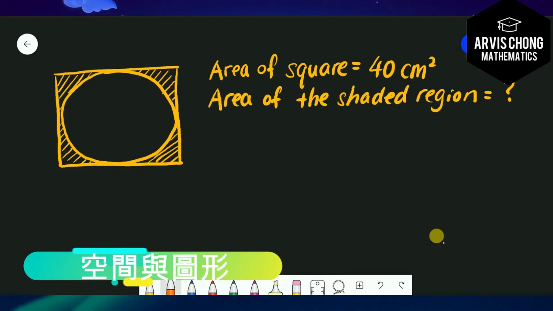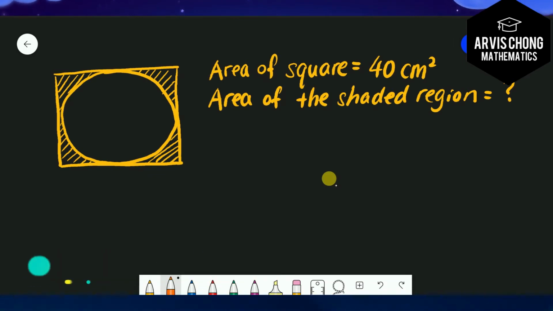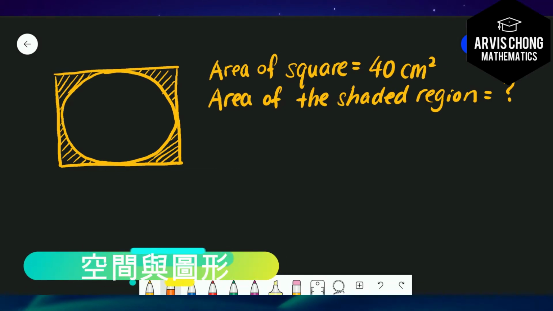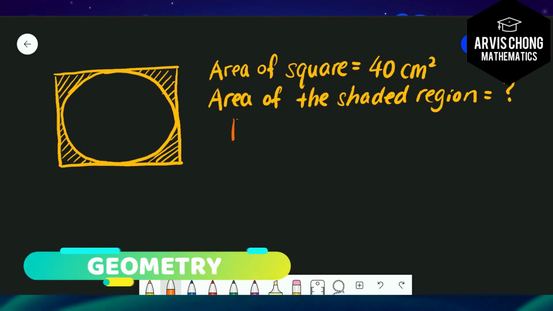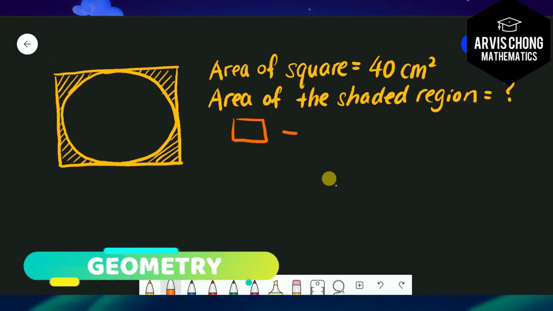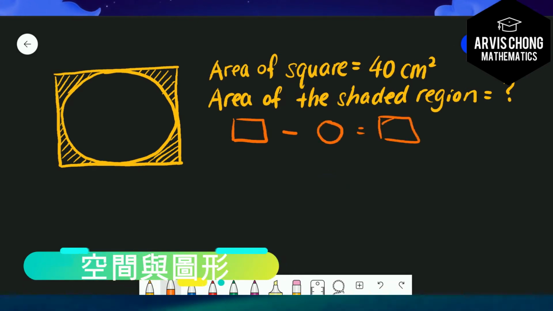In the next question, given that the area of the square is 40 centimeters squared, we are asked to find the area of the shaded region. To find the area of the shaded region, we can take the area of the square minus the blank area, which is the area of the circle. Then we will get the area of the shaded region.